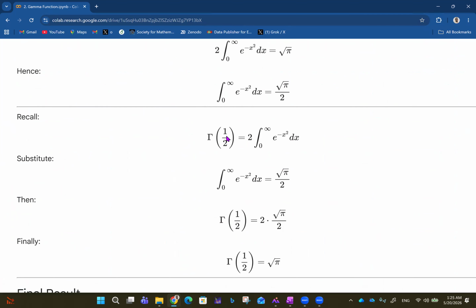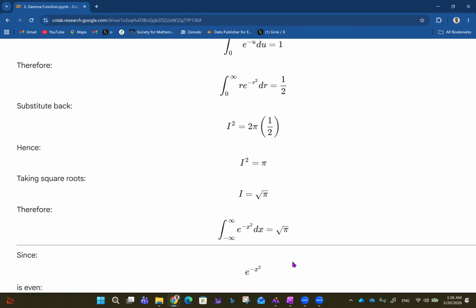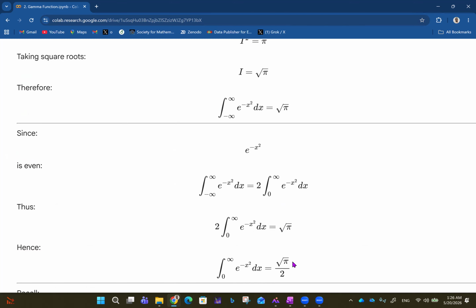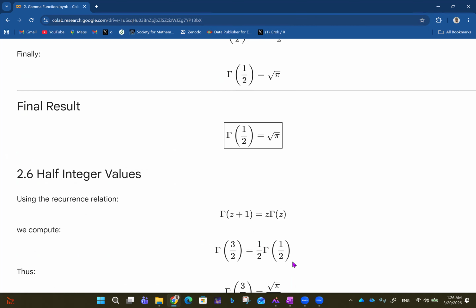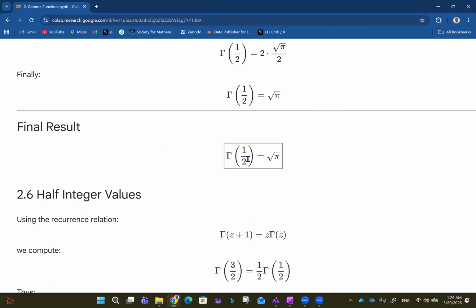So gamma of 1 over 2 now is equal to, if you remember, we stopped where we have 2 times the integral from 0 to infinity of e raised to minus x squared dx. So that means you have 2 times, again remember that the integral from 0 to infinity of e raised to minus x squared dx is root pi over 2. Then we say gamma half is 2 times root pi over 2. That cancels out, so gamma half is simply root pi. So we have that right there. It looks like a lengthy process, but we have proven beyond all doubt that gamma half is square root of pi.